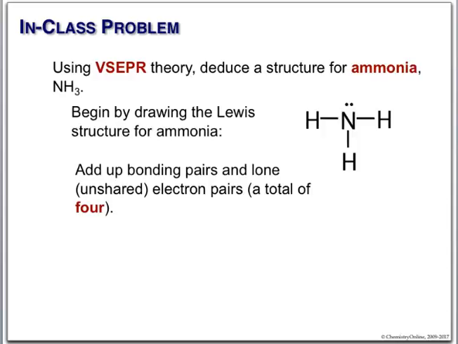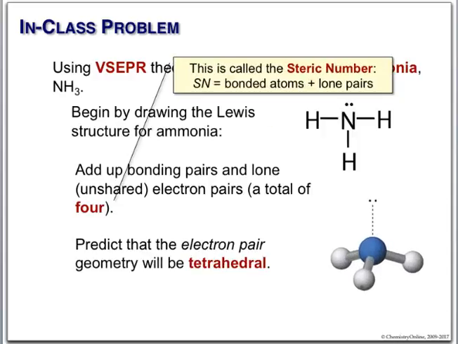When you have 4 things around a central atom, what's our geometry? It's tetrahedral. Now, as we look at this, we can't really see these electrons, but they're there. So this looks like it's trigonal pyramidal, like a little pyramid here, but it's really the bottom part of a tetrahedron. When you add up the number of things around it, this is also called the steric number. The number of bonds and lone pairs.